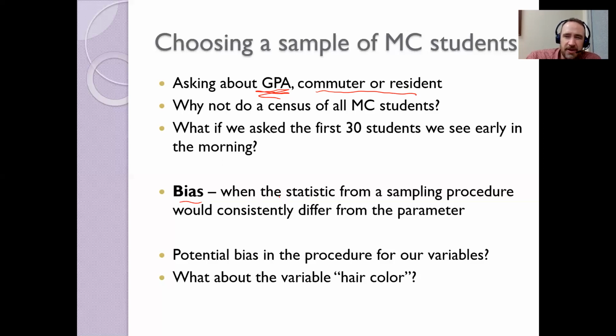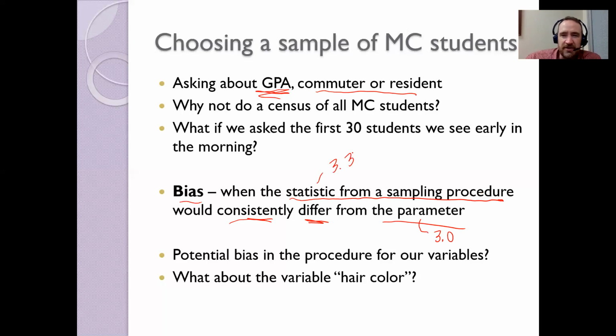Bias is one of those words that has a day-to-day meaning. We talk about something being biased day to day, but in statistics, it means something very specific. It means our statistic from a sampling procedure is consistently different from what the parameter would be. So in our case, the parameter for GPA, the real average GPA for all of campus, might be 3.0, but our early morning procedure would tend to give us statistics that are more like 3.3.